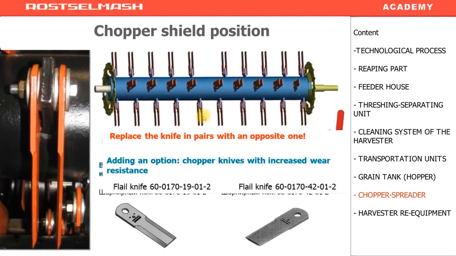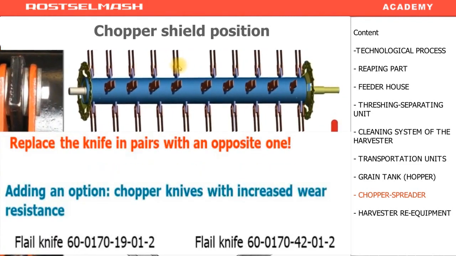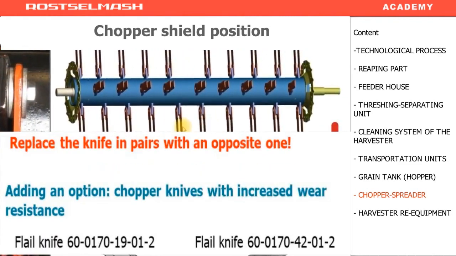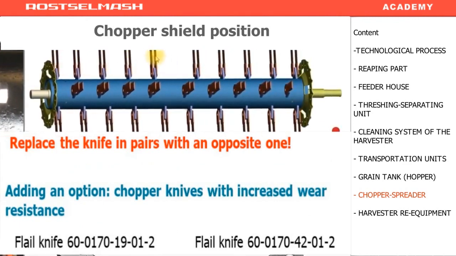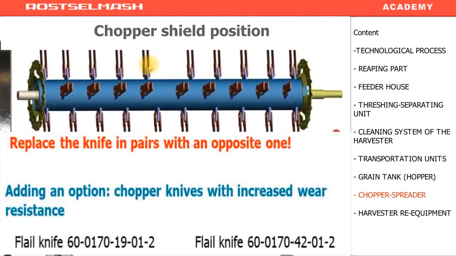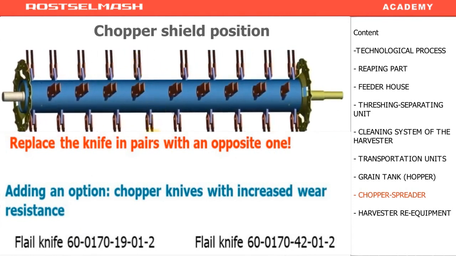When you see the damaged knife, you have to replace it together with the opposite one. For example, if this knife is damaged, even though the opposite knife is in perfect condition, you must replace it as well. The new knives will be from a different weight group, so by changing them both, we will maintain the balance.